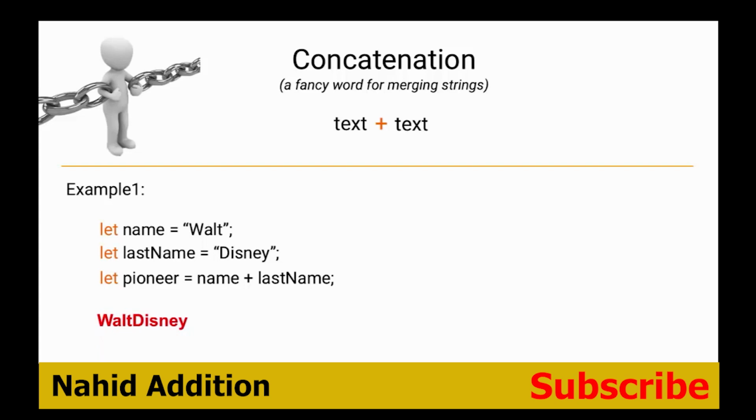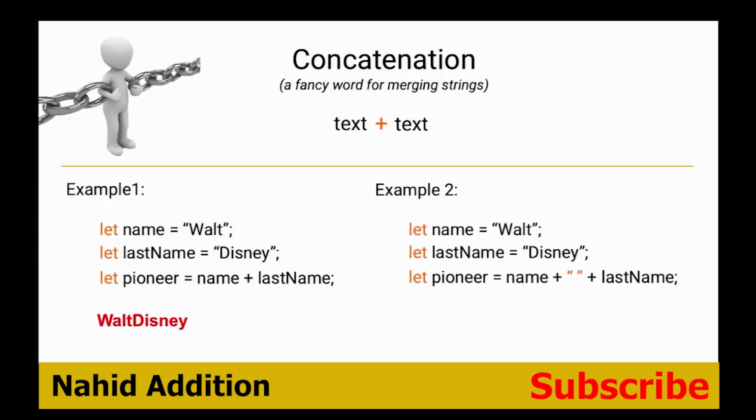You could have added a space at the end of the word Walt or at the beginning of Disney, but it wouldn't be really correct because a space is not part of the words Walt or Disney. Therefore, the correct way is to add a space between the two variables. So we simply add quotes with a space. And now our Walt Disney string will have a space separating the two words.